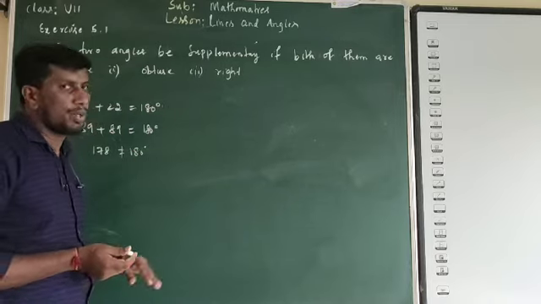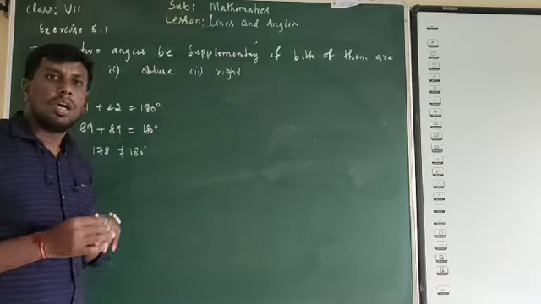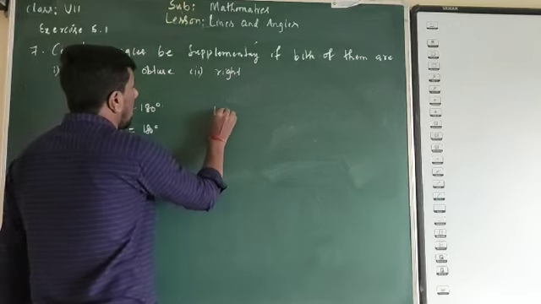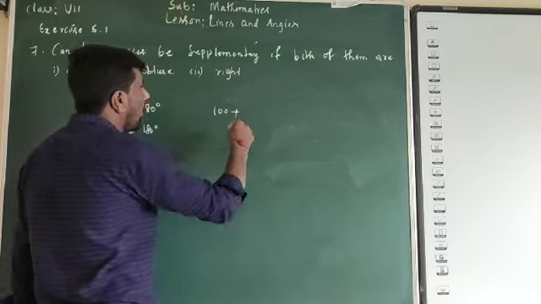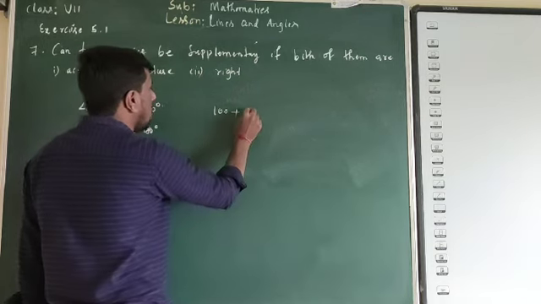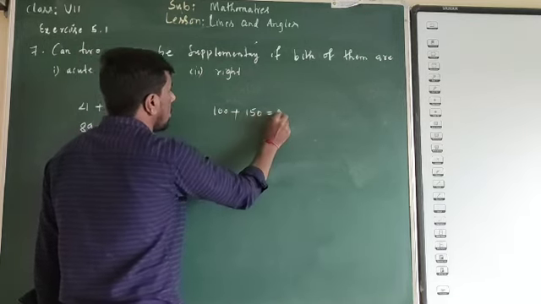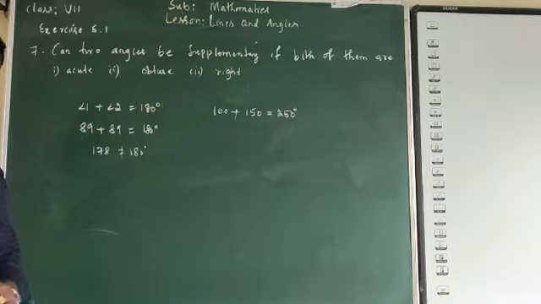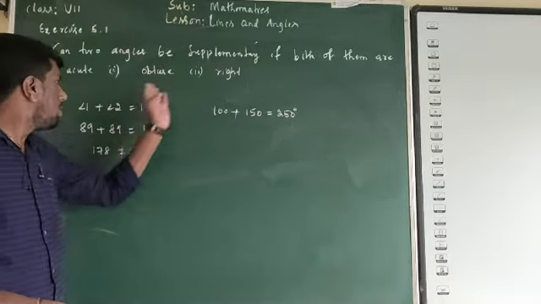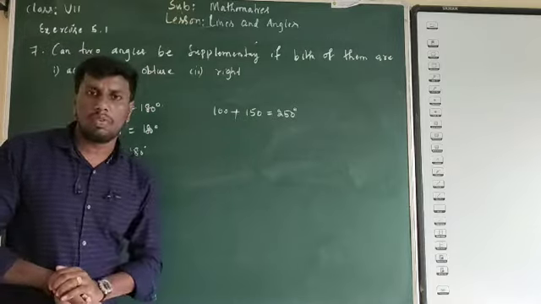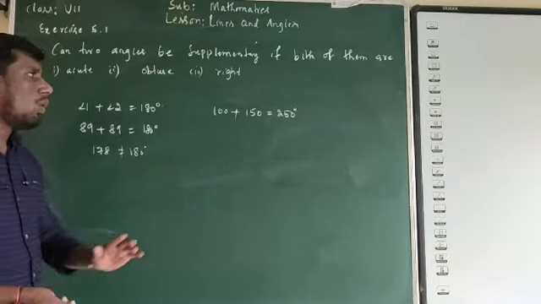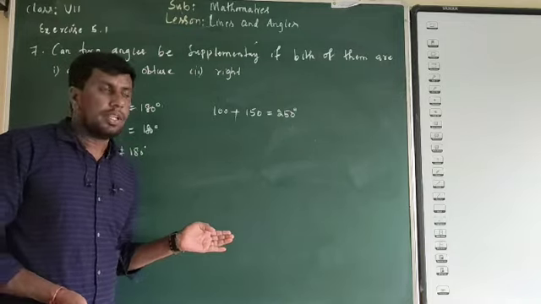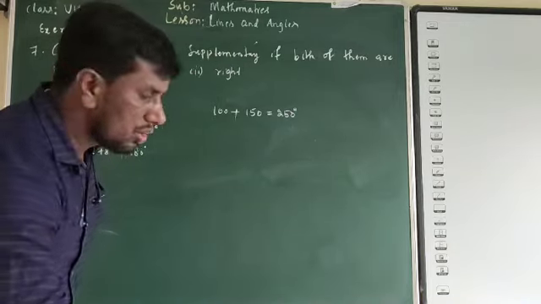If both angles are obtuse, let me take one angle as 100 and the other angle as 150. What is the answer? We are getting 250. 250 is not equal to 180. Therefore, can you say that 100 and 150 are supplementary? No. If both are obtuse, then also it is not supplementary. So this is not possible.